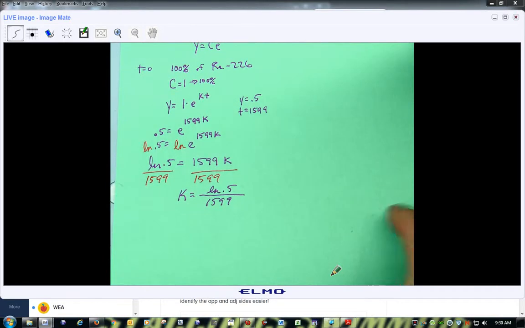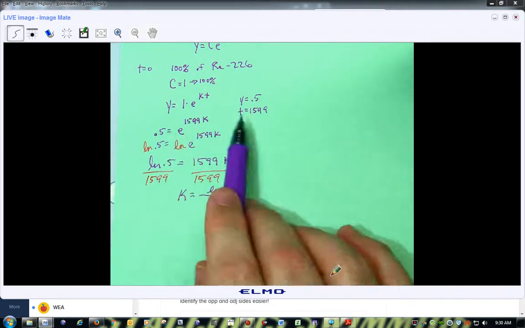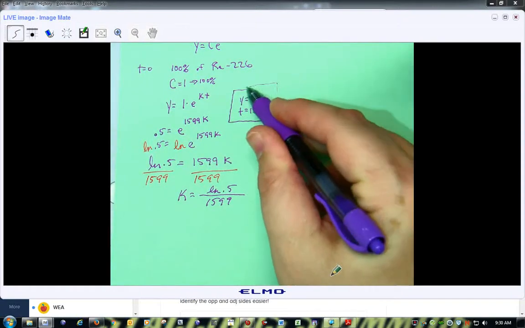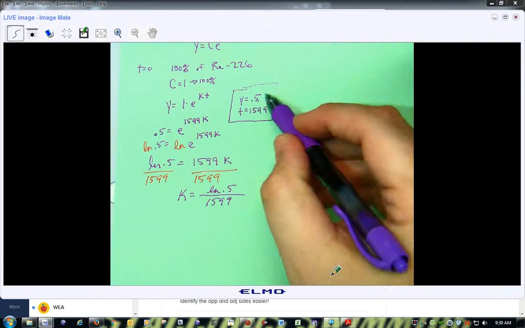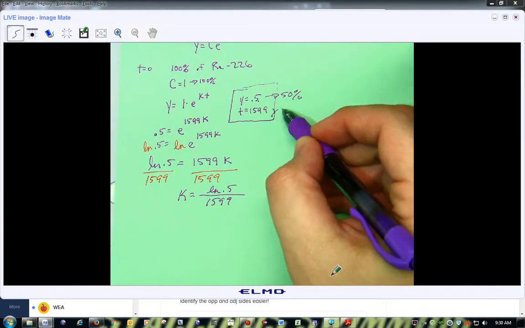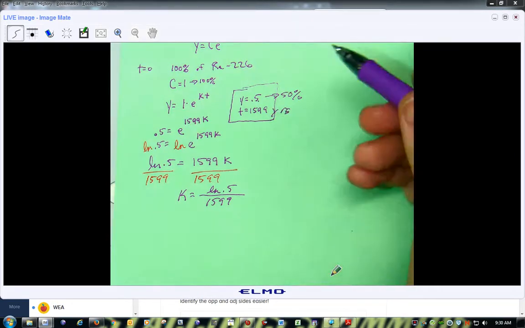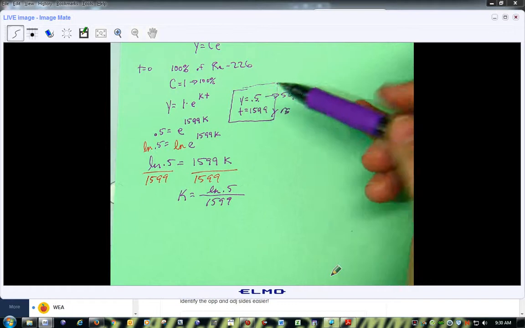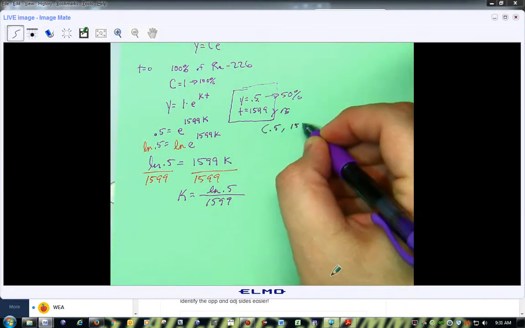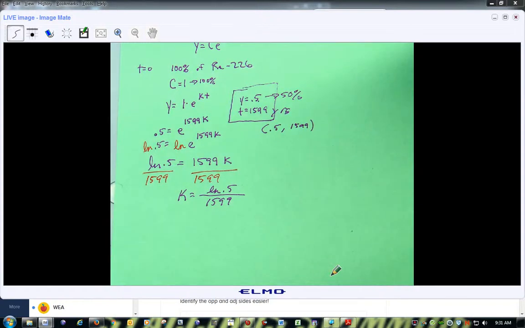Now let's take a look at this before we move on to the actual problem. Since we're doing a half-life situation, if we're starting with 100%, we're going to get 50%. So this is 50% at 1,599 years. Whenever you're doing a half-life problem, you're going to use that like an ordered pair almost, and we're going to use that to figure out what k is.